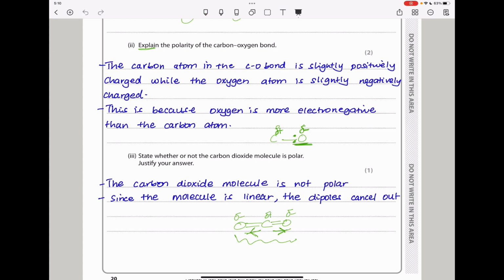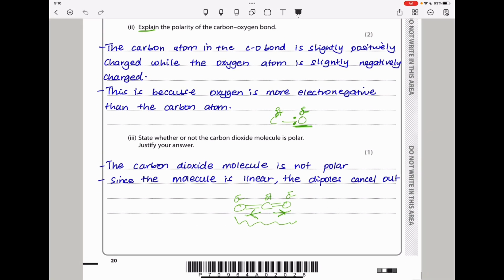So I said the carbon dioxide molecule is not polar. Since the molecule is linear, the dipoles cancel out. It's linear, the more electronegative is this side, the dipoles do cancel out, and that means it's not going to be polar as a molecule. The bonds in them are polar, but the molecule itself is not polar.